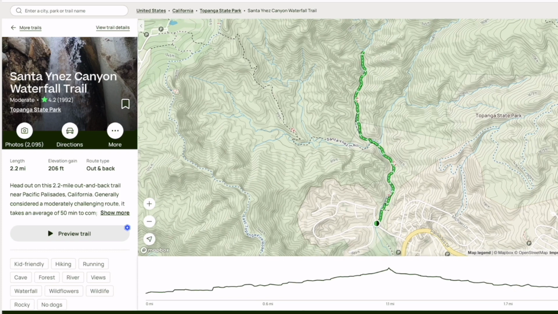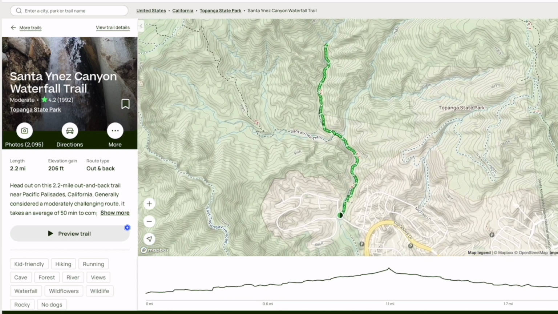Today we've learned that topography is the arrangement of natural and artificial features in the world.